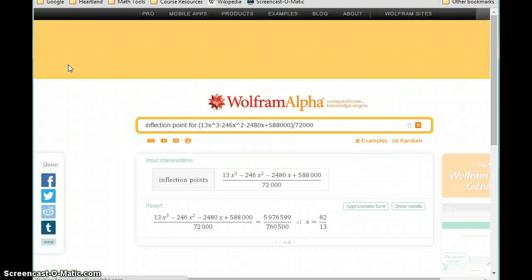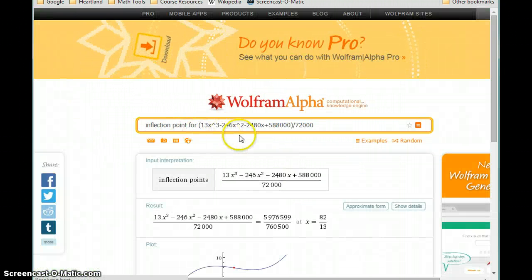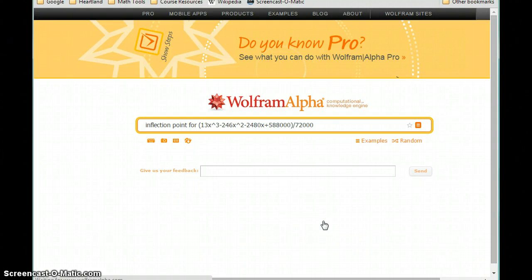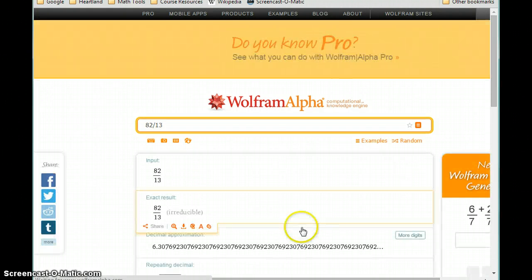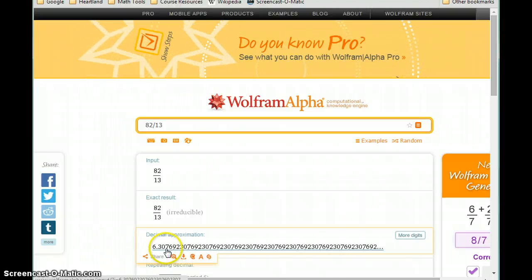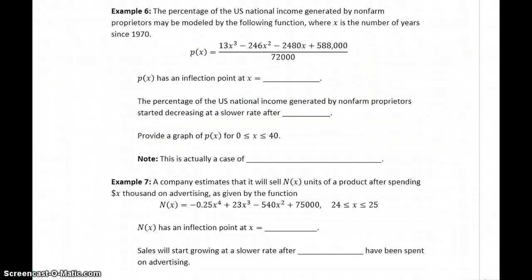Asking Wolfram Alpha to give us an inflection point for this function, we get a result of x equals 82/13. If we click on that result, 82/13, we'll generate a decimal approximation of about 6.31. So we have an inflection point at 6.31.